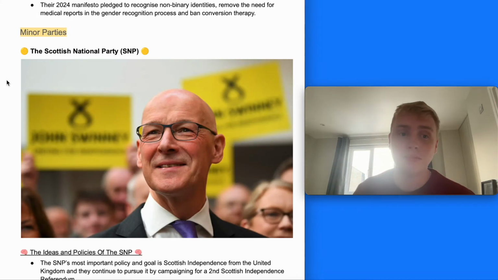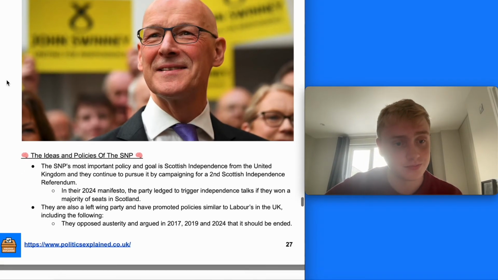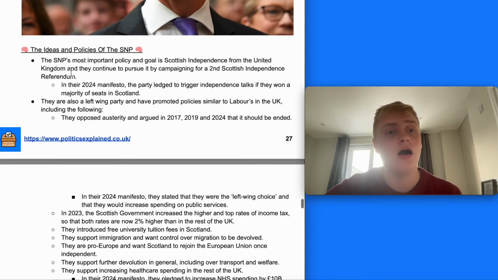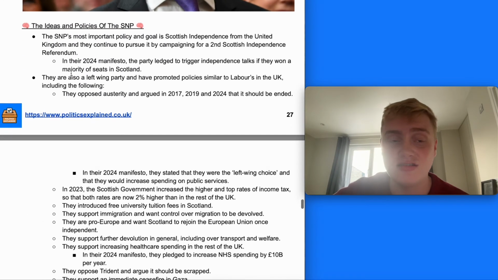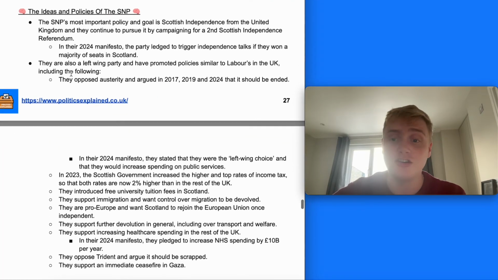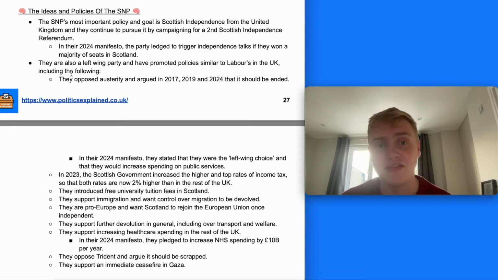Okay, moving on to minor parties now, and the first one we're going to have a look at is the SNP, the Scottish National Party. Looking at their ideas and policies before we look at their decline in support prior to the 2024 election. In terms of their ideas and policies, the most important policy goal has always been Scottish independence. They committed in their manifesto to campaigning for a second Scottish independence referendum, and they pledged to trigger independence talks if they won a majority of seats in Scotland, which they didn't.